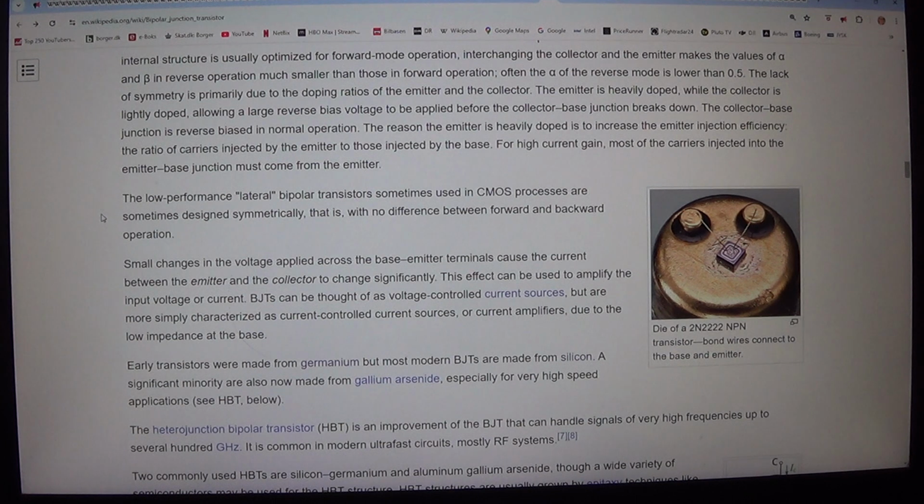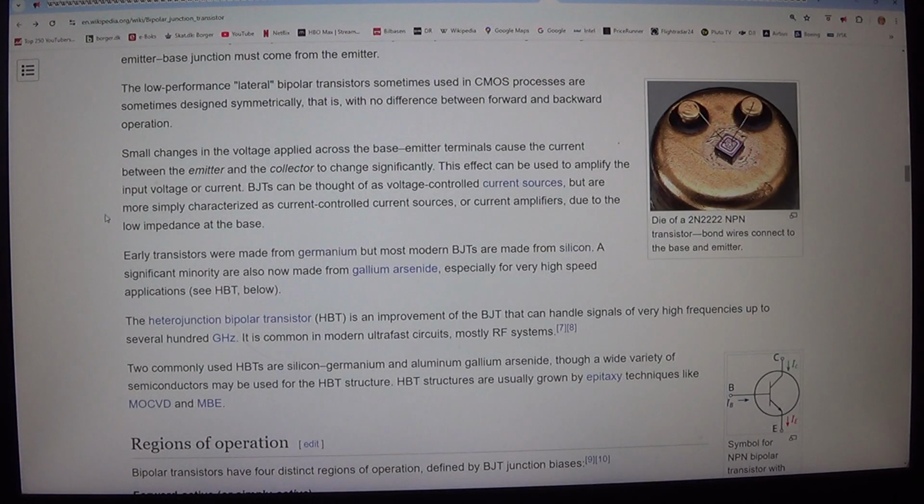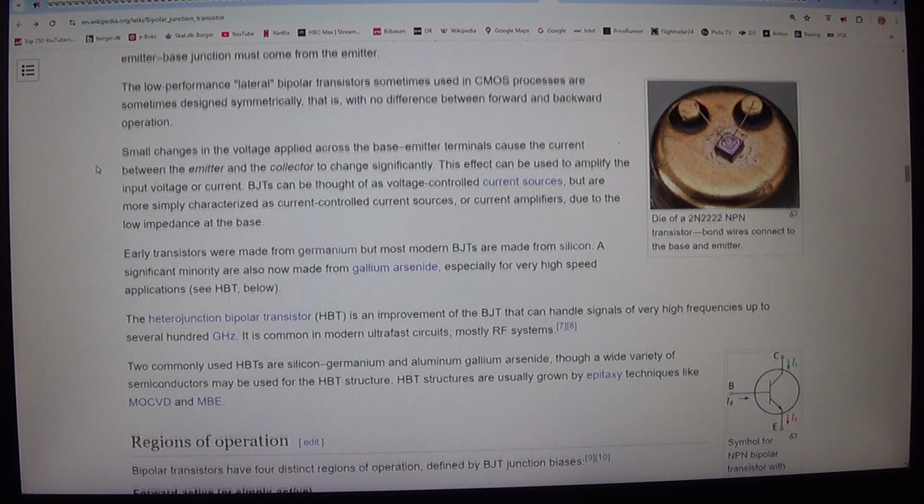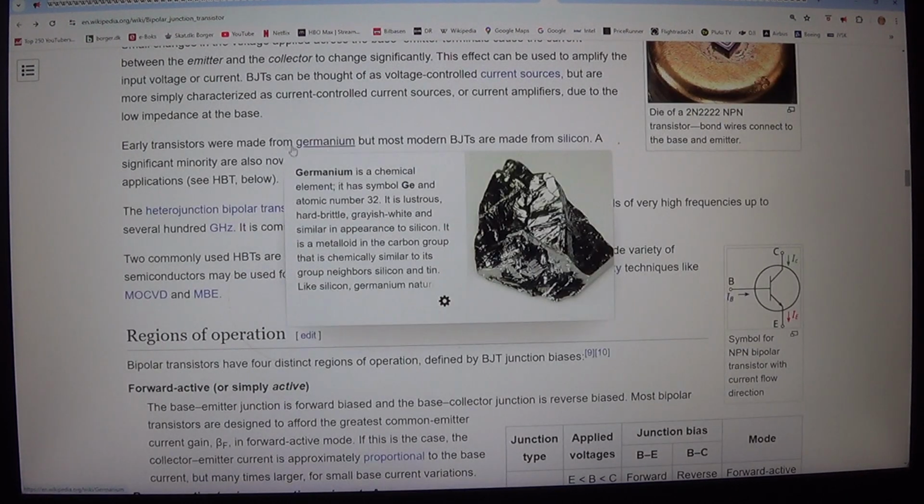Small changes in the voltage applied across the base emitter terminals cause the current between the emitter and the collector to change significantly. This effect can be used to amplify the input voltage or current. BJTs can be thought of as voltage-controlled current sources, but are more simply characterized as current-controlled current sources, or current amplifiers, due to the low impedance at the base. Early transistors were made from germanium, but most modern BJTs are made from silicon.